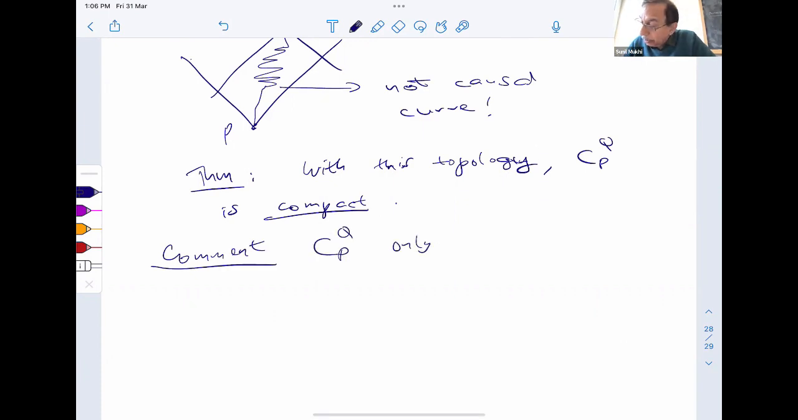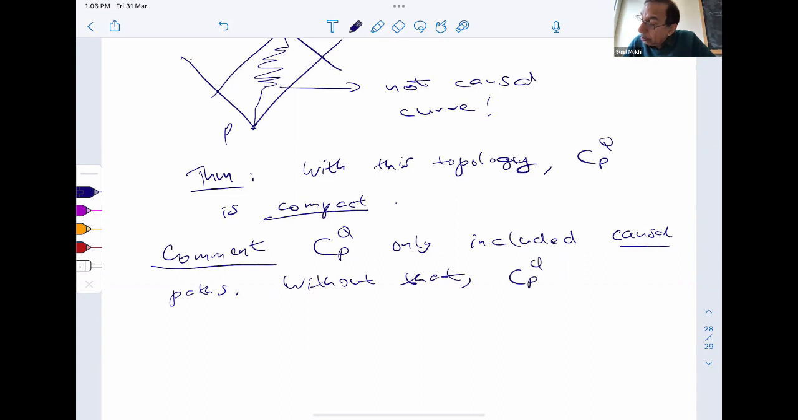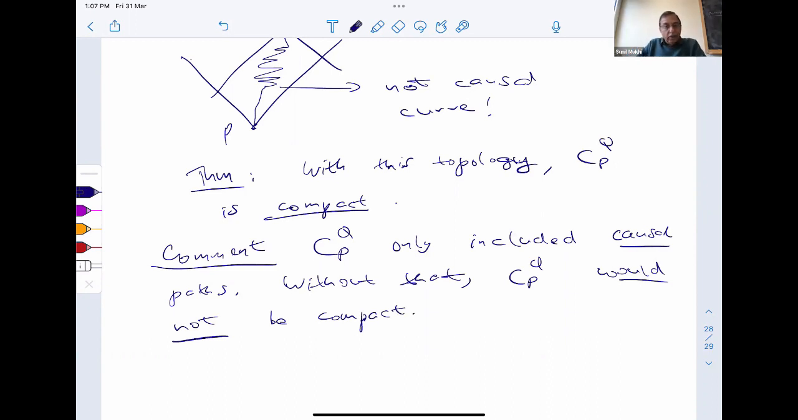CPQ only included causal paths. But we could also talk about the space of all paths. And without that, CPQ would not be compact. And this tells us something a little bit fun. There's no analog of this theorem in Euclidean signature differential geometry because there's nothing like a causal path. And so if you want to consider the space of paths from P to Q in a Euclidean signature manifold, like a sphere or something, it is just not compact, and that's the end of it. The fun is that here, because we have causality and we have that concept, it turns out the space of causal paths is much more constrained, and it turns out to be compact.